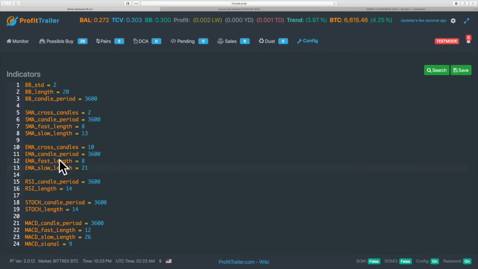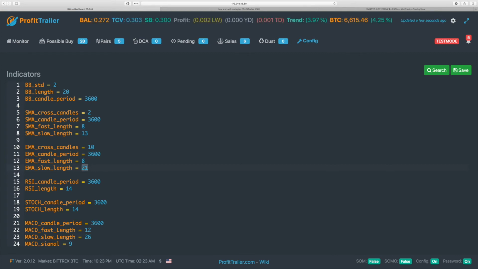Anyway, what this is denoting is that it's going to look back the last 10 candles to see if there was a cross, and it will enact my buy strategy, whether that's a positive or a negative buy or sell value, based on whether or not there has been a cross within those prior 10 candles. And that's going to be anytime within the prior 10 hours with this candle period here. So then I have the EMA fast length of 8, slow length of 21.